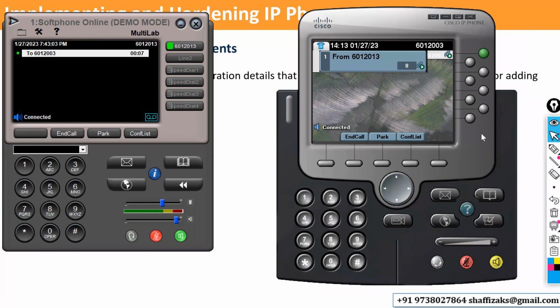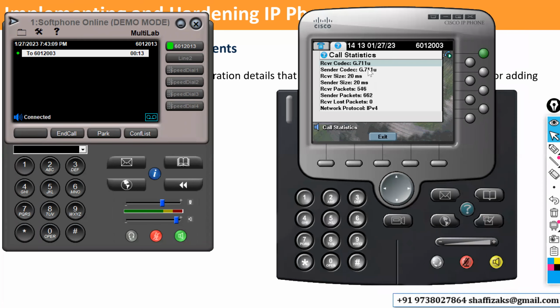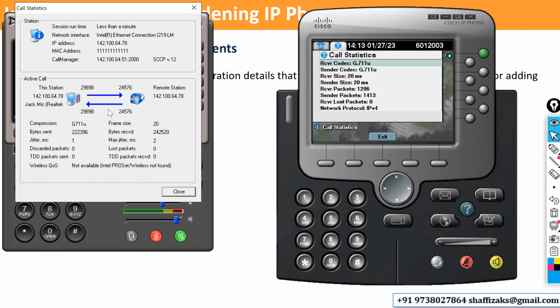Now, if you want to see what codec it's using, see here there's a help button. Can you see this one? Just double click on that one. Which codec is it using? RCVR means receiver, G.711. Sender is what? G.711 codec. Which codec? G.711. Can you see this one?